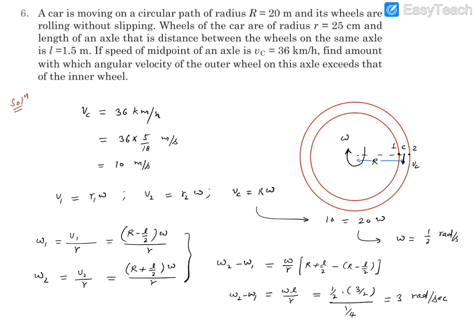So that will become our answer for the extra angular velocity of the outer wheel as compared to the inner wheel if the car is moving on a circle. Okay, so that's our answer.